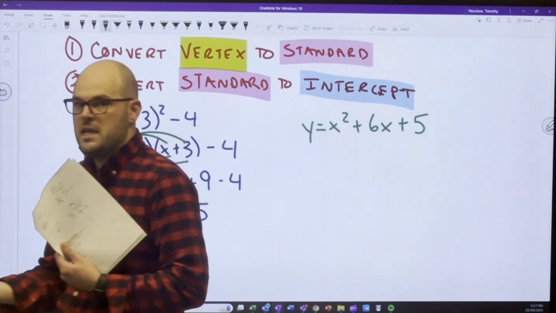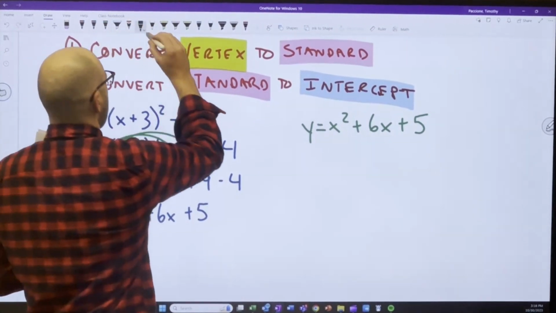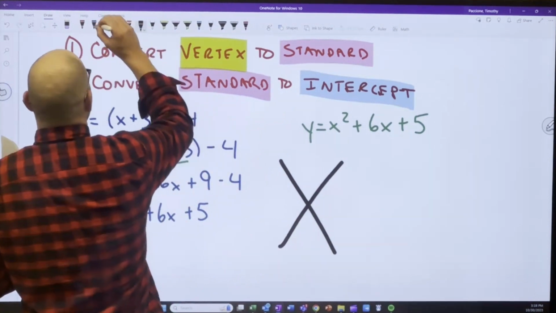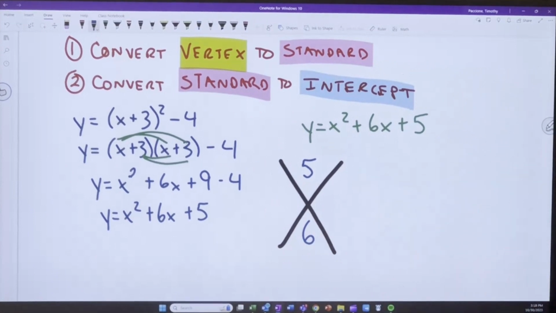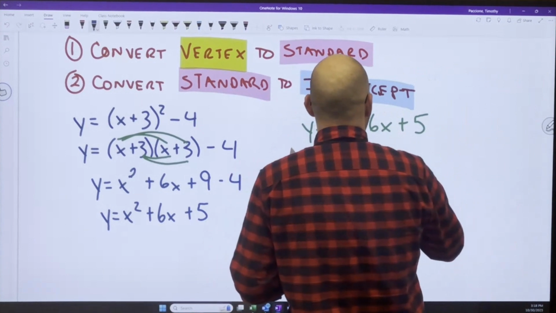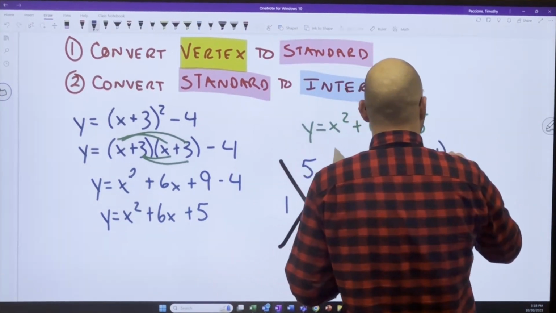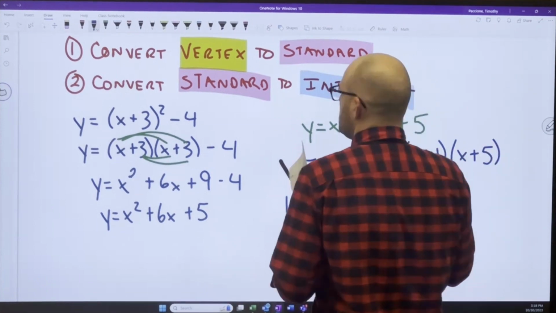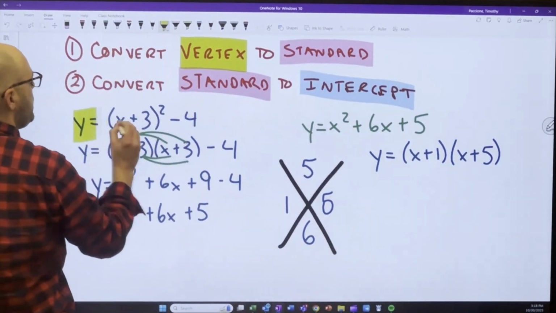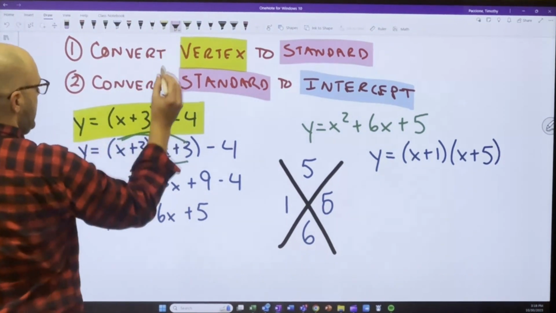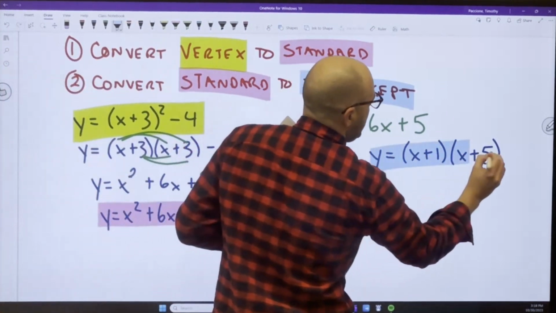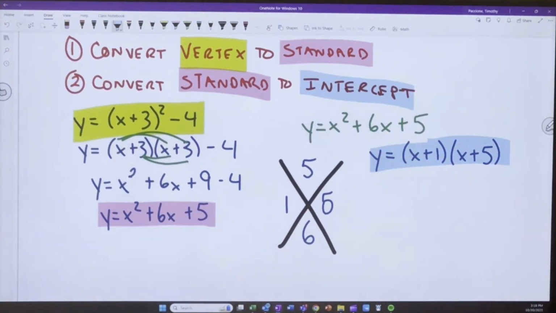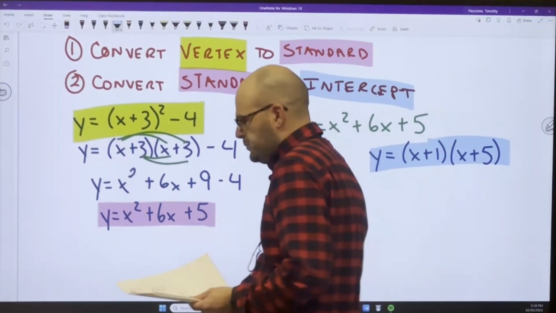I still want to get to intercept. So I make a magic x. I told you it was a full class today. And I do 5 on the top, 6 on the bottom. Two numbers that multiply to give me 5, add to give me 6. 5 and 1. So I get y equals x plus 1 and x plus 5. All right, so just real quick, what we did here is we started with vertex form. We converted to standard form. And then we converted that to intercept form. Okay, so that's your process. All right? There you go. 2 minutes to spare.